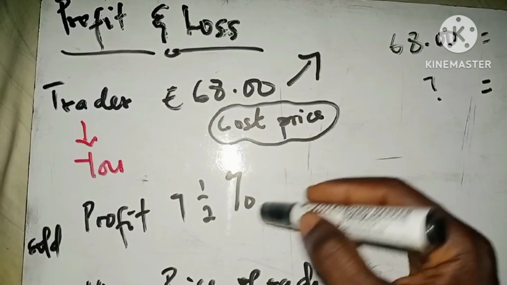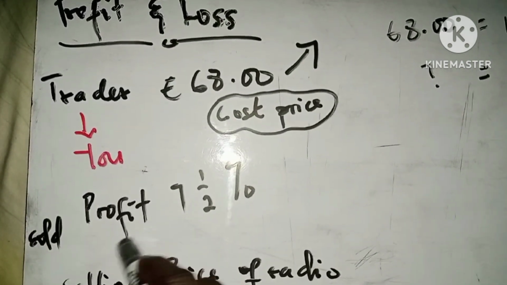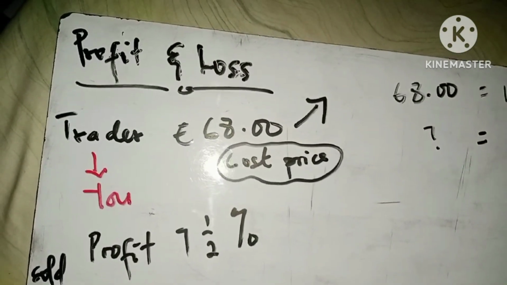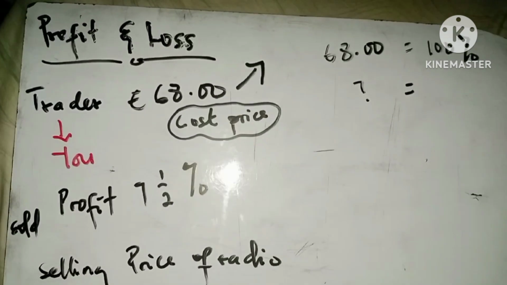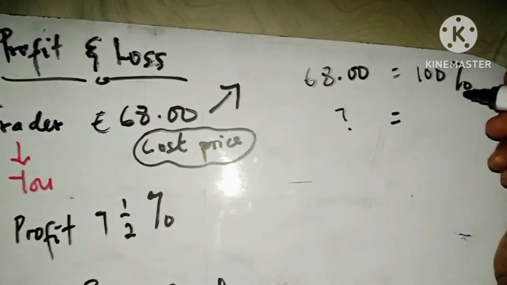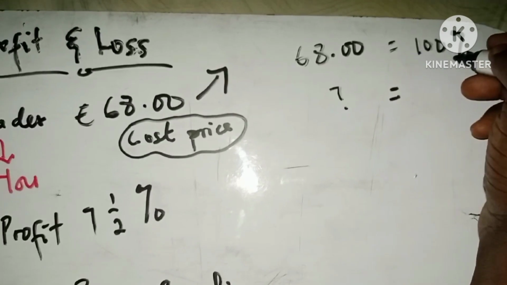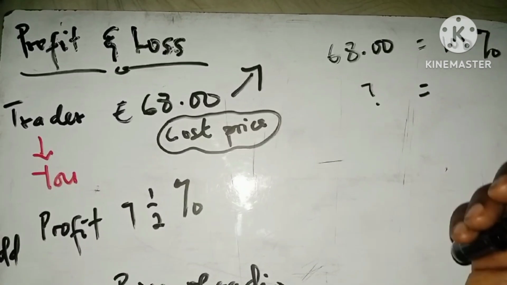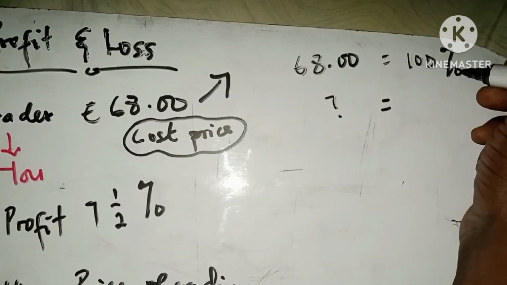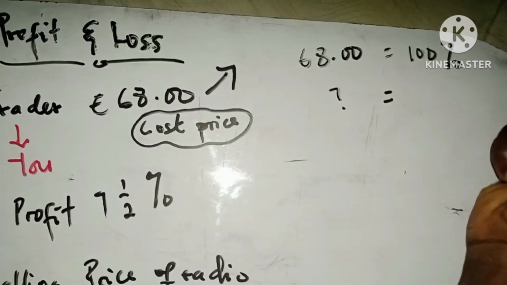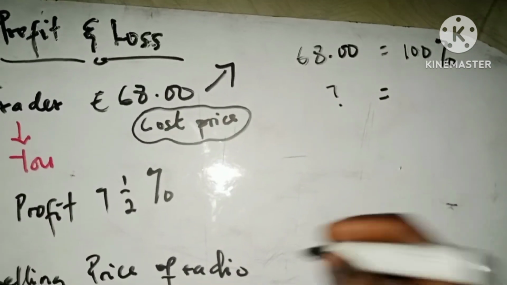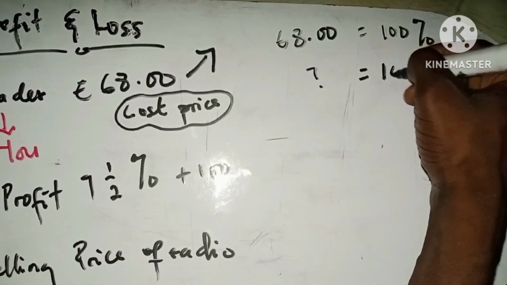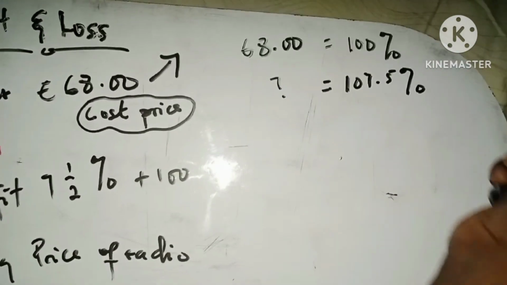But here the question says that you sold it at a profit. So the percentage of the selling price must be a little bit higher than the cost price, right? So this is an additional 7.5%. What it means here is that you have to add 7.5 to 100 to determine the percentage of the selling price, the amount that you sold it for. So that's plus 100. So here we are going to have 107.5%. Is that okay?